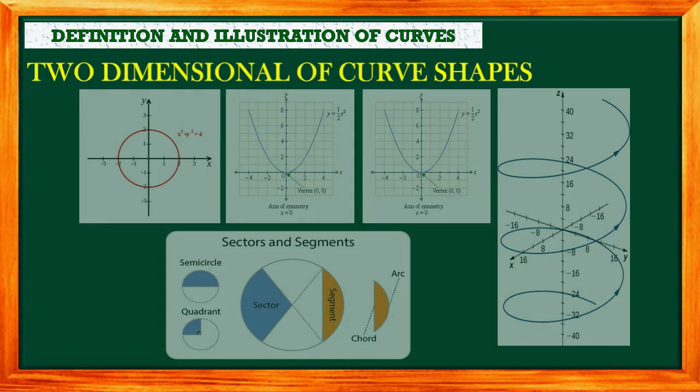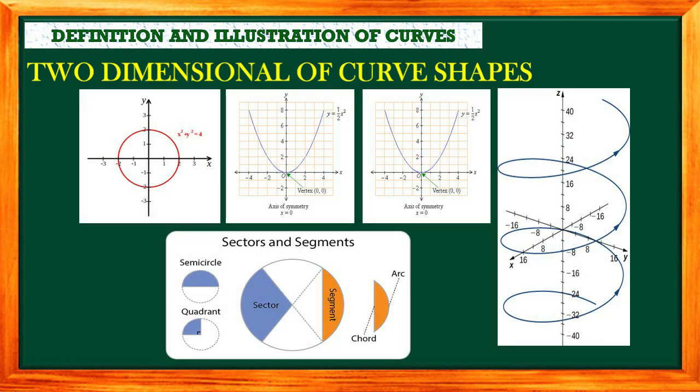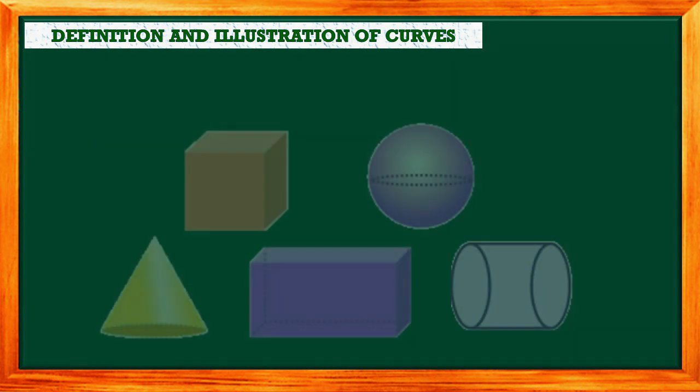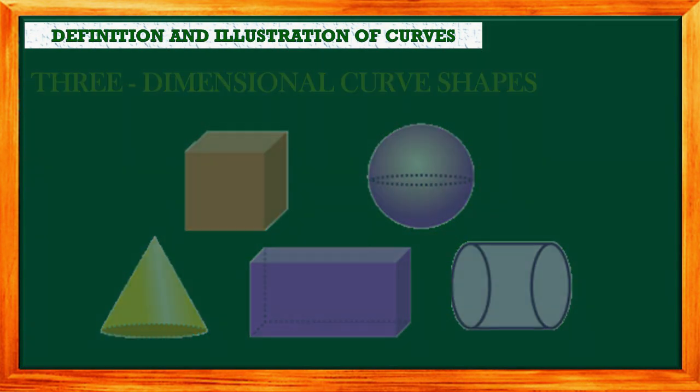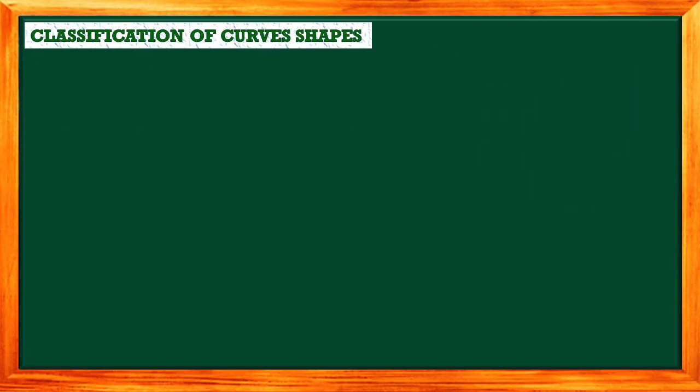Circles, ellipses, parabolas and hyperbolas, as well as arcs, sectors, and segments are two-dimensional curve shapes, whereas shapes such as spheres, cylinders, and cones are referred to as three-dimensional shapes. Let's take a look at the classifications of curve shapes.